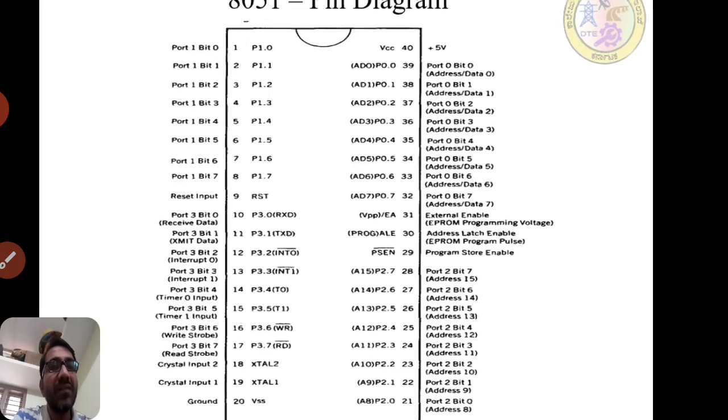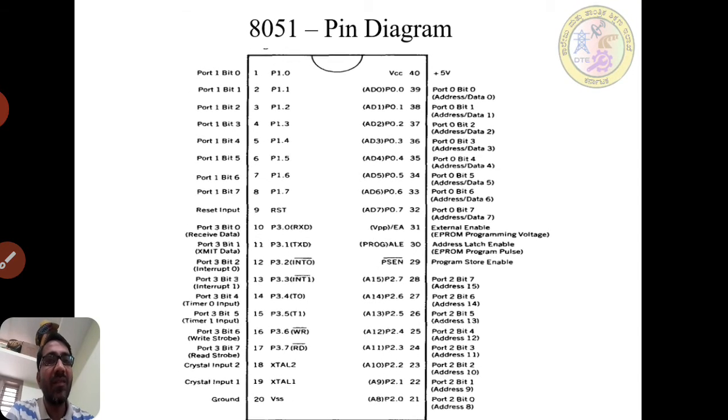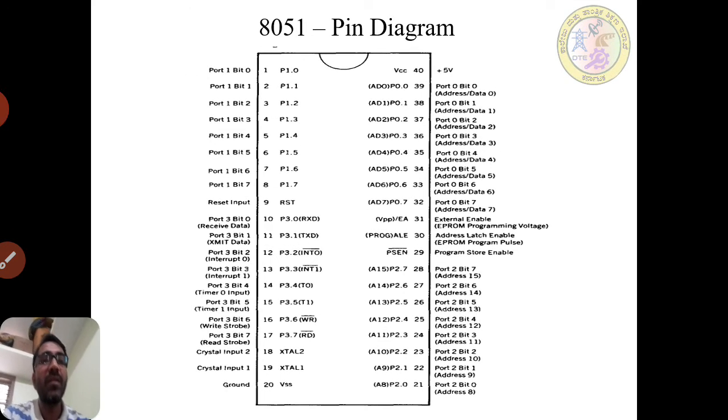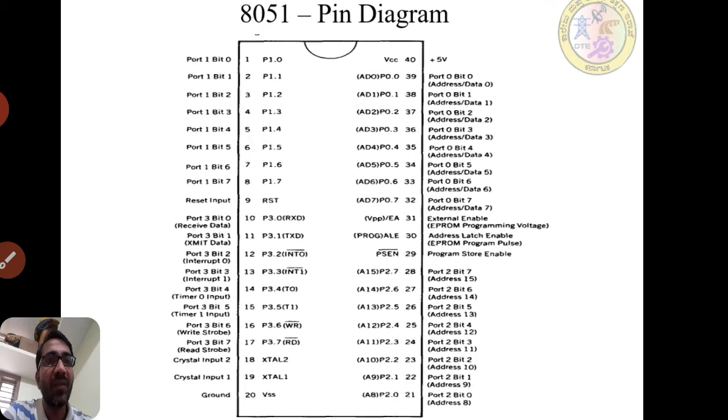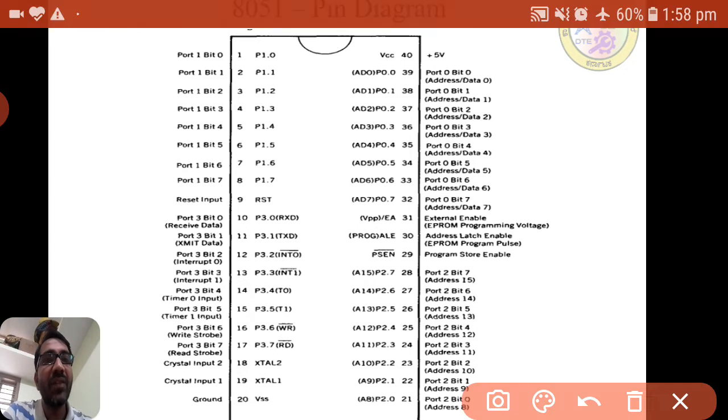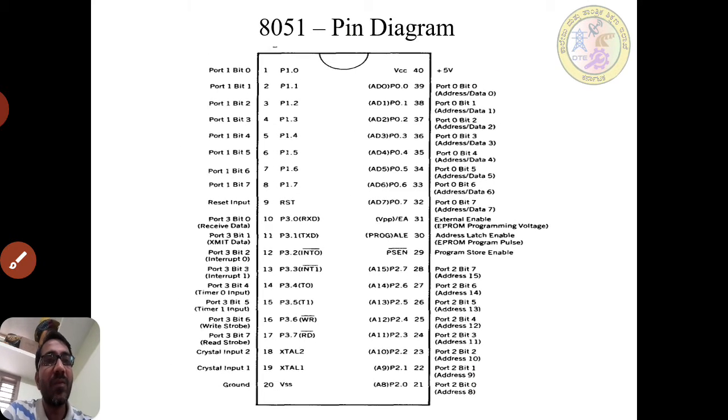Now after seeing all these things, we will go through pin number 1 to 40 one by one and see the job of each. VCC means here we will give the 5 volts power supply. Okay, we will see one by one.